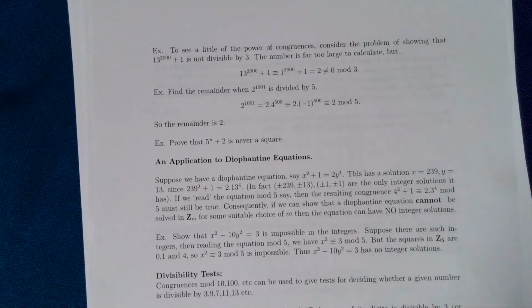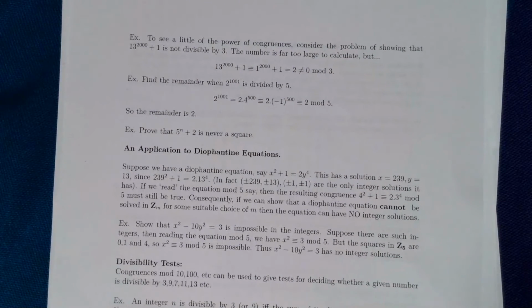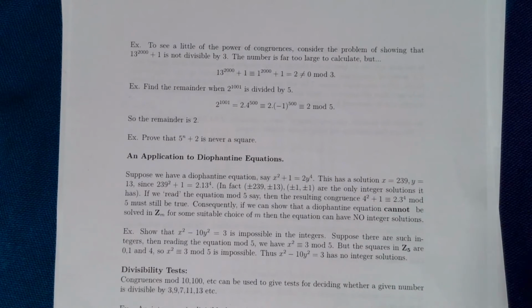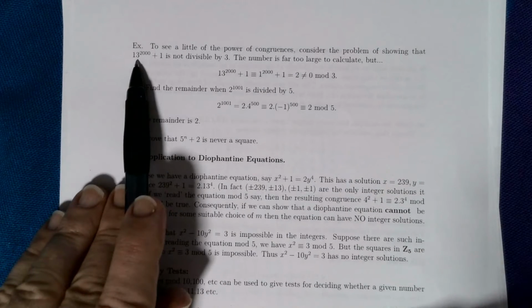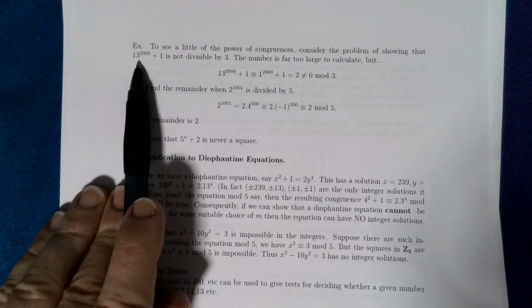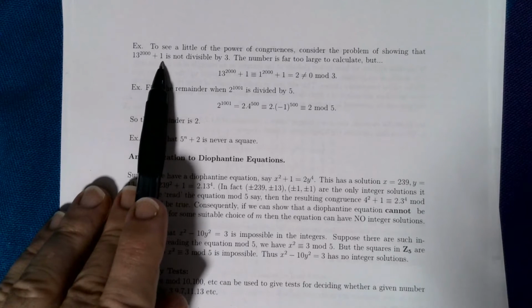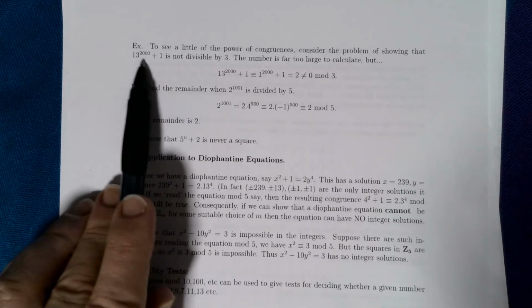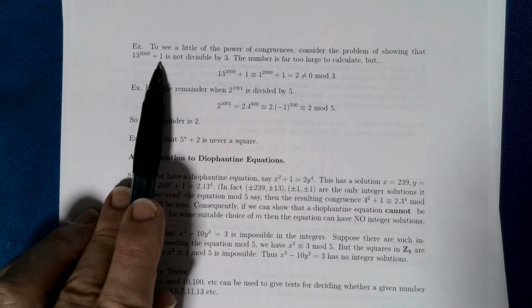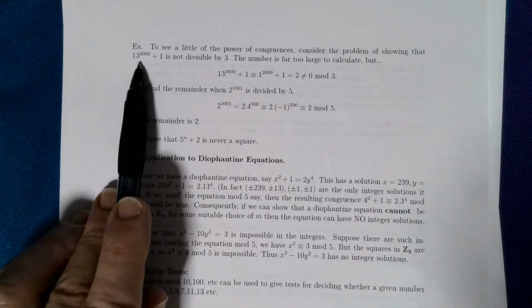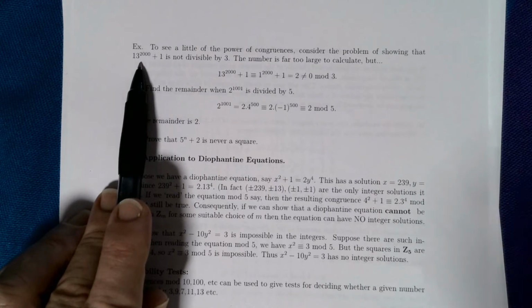Just to see a little bit of the power of these congruences, and we'll see a lot more of the power of it shortly, but to see why they're so useful, here's a very simple problem. I want to take this number 13 to the 2000 plus 1, and I want to show that if you divide this by 3, it's not divisible by 3. There's a non-zero remainder, and in fact we can get what the remainder is. This number is far too large to calculate by hand, so we don't want to do that.